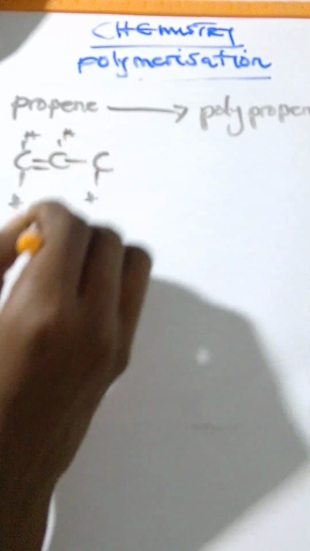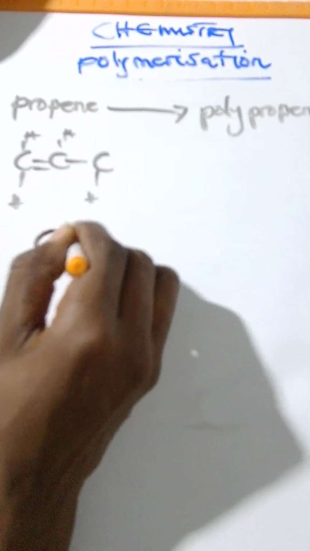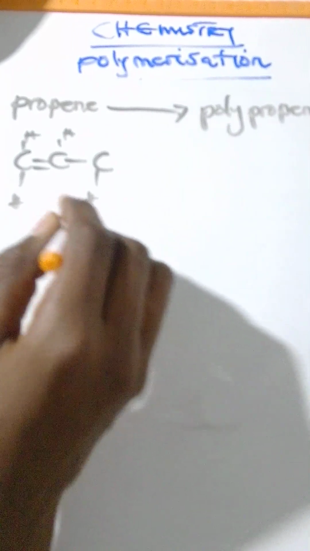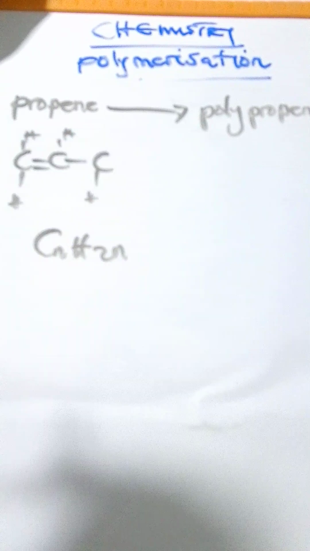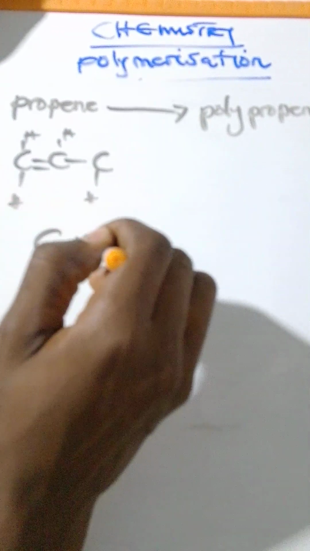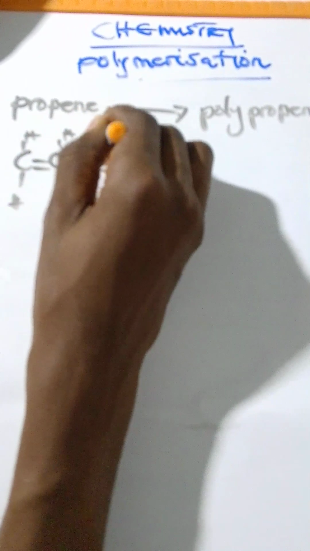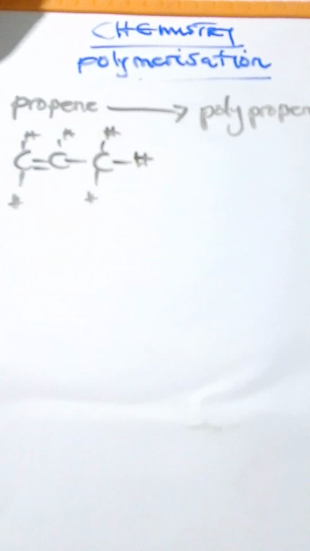So since the general formula for alkenes is CnH2n, where there is n you put 3. So these are the carbons. Then we're expecting to have 6 hydrogens. Okay, so this is how we write propene.